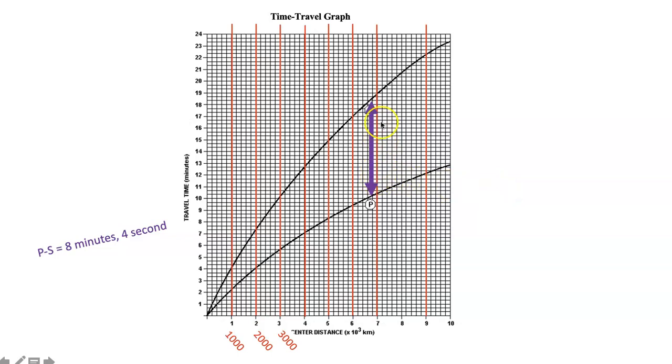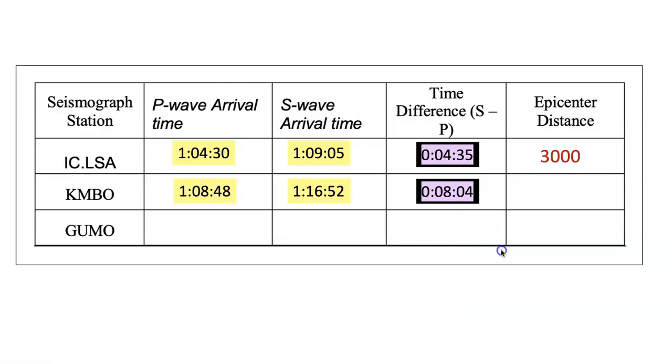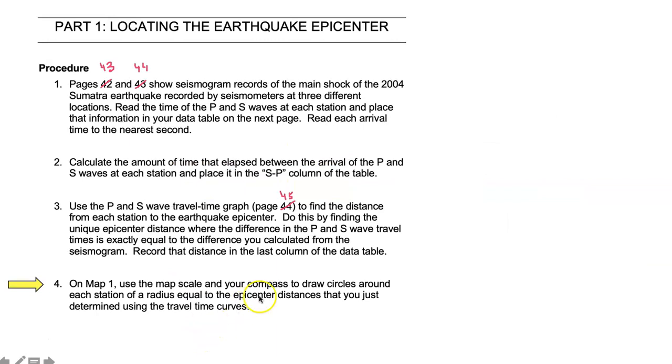Now this one is not quite at the red line. It's not quite at 7,000. It's about 6,800 kilometers. So I'm going to put 6,800 kilometers in there for that answer. Remember that Guam, this last one, is up to you to do. And then finally, we're going to put some circles on our map.